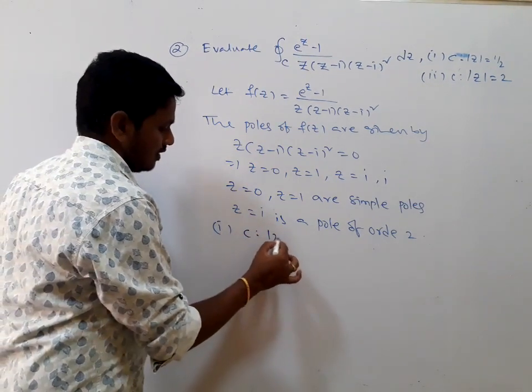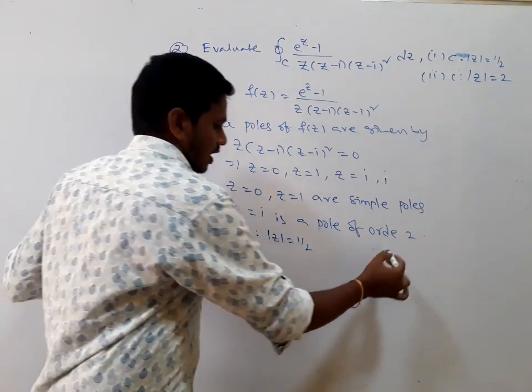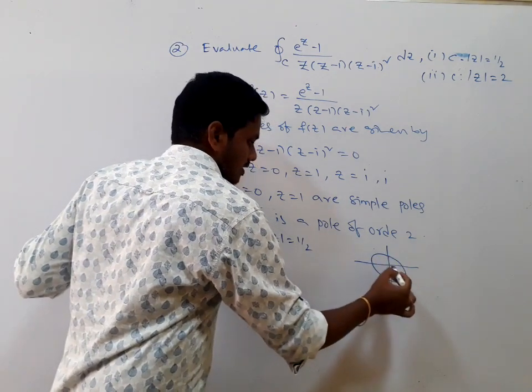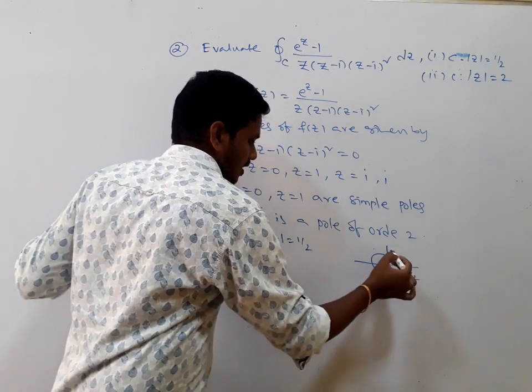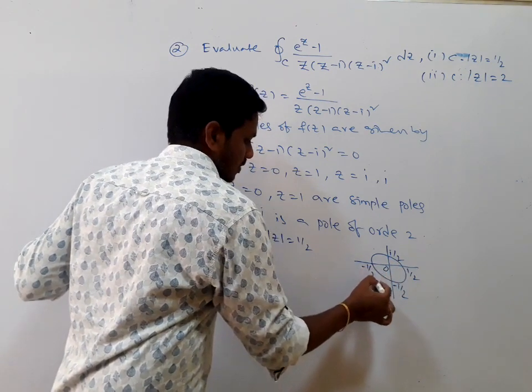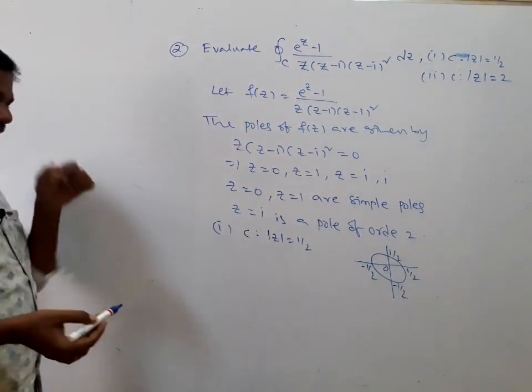C is the circle with mod z equals 1 by 2, right? Just try to draw the rough diagram for this. Here it is 0, here it is 1 by 2, here it is i by 2, here minus i by 2, here minus 1 by 2. You will get clarity on this.